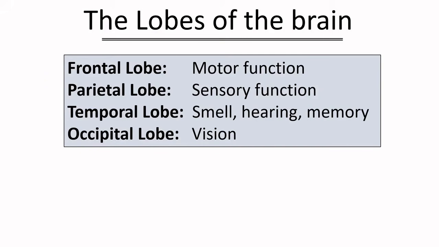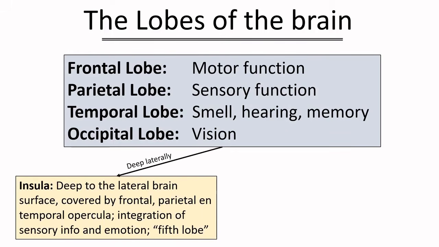And then, depending on if you're happy with four lobes or you want to have more lobes in your brain, you can have a fifth lobe, the insula, which is located deep along the lateral surface and is covered by parts of the frontal, parietal, and temporal lobes.